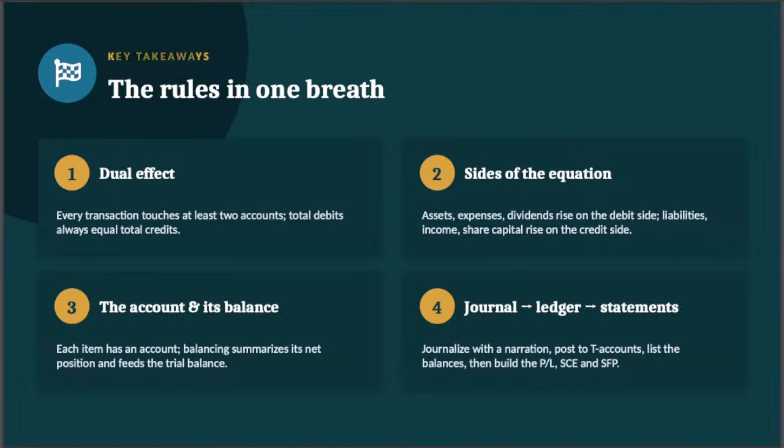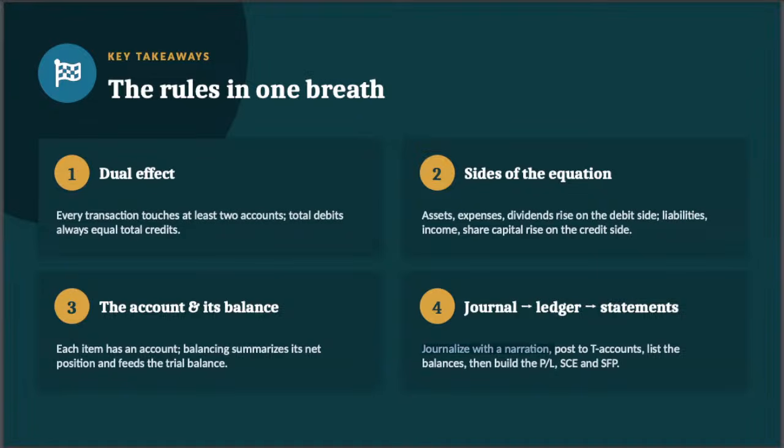All right, let's get the key takeaways and the rules in one breath if I can do it. So we have a dual effect. Every transaction touches at least two accounts. Total debits always equals total credits. There's the sides of the equation. Assets, expenses, dividends rise on the debit side. Liabilities, income, share capital rise on the credit side. And the account and its balance. Each item has an account. Balancing summarizes its net position and feeds the trial balance.